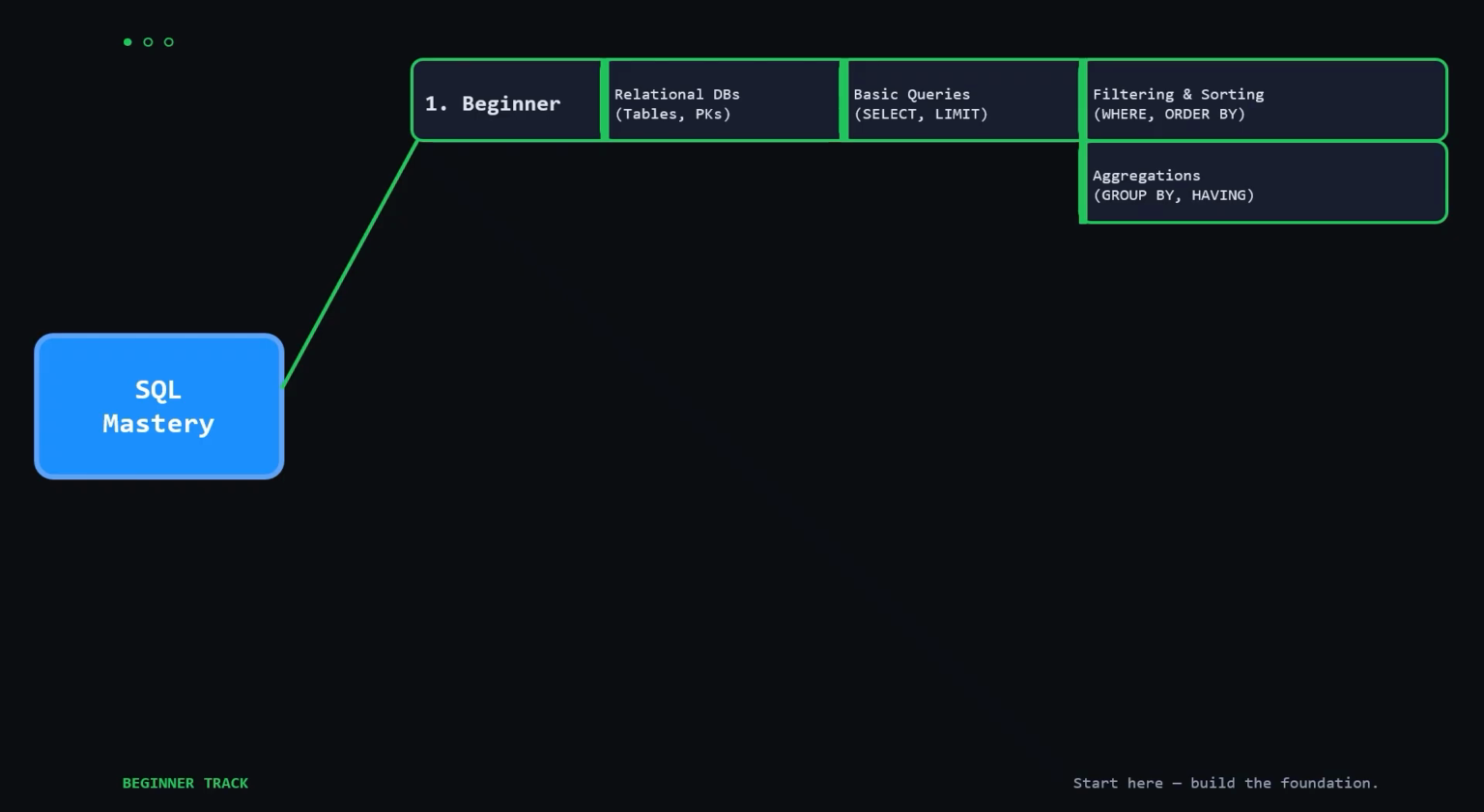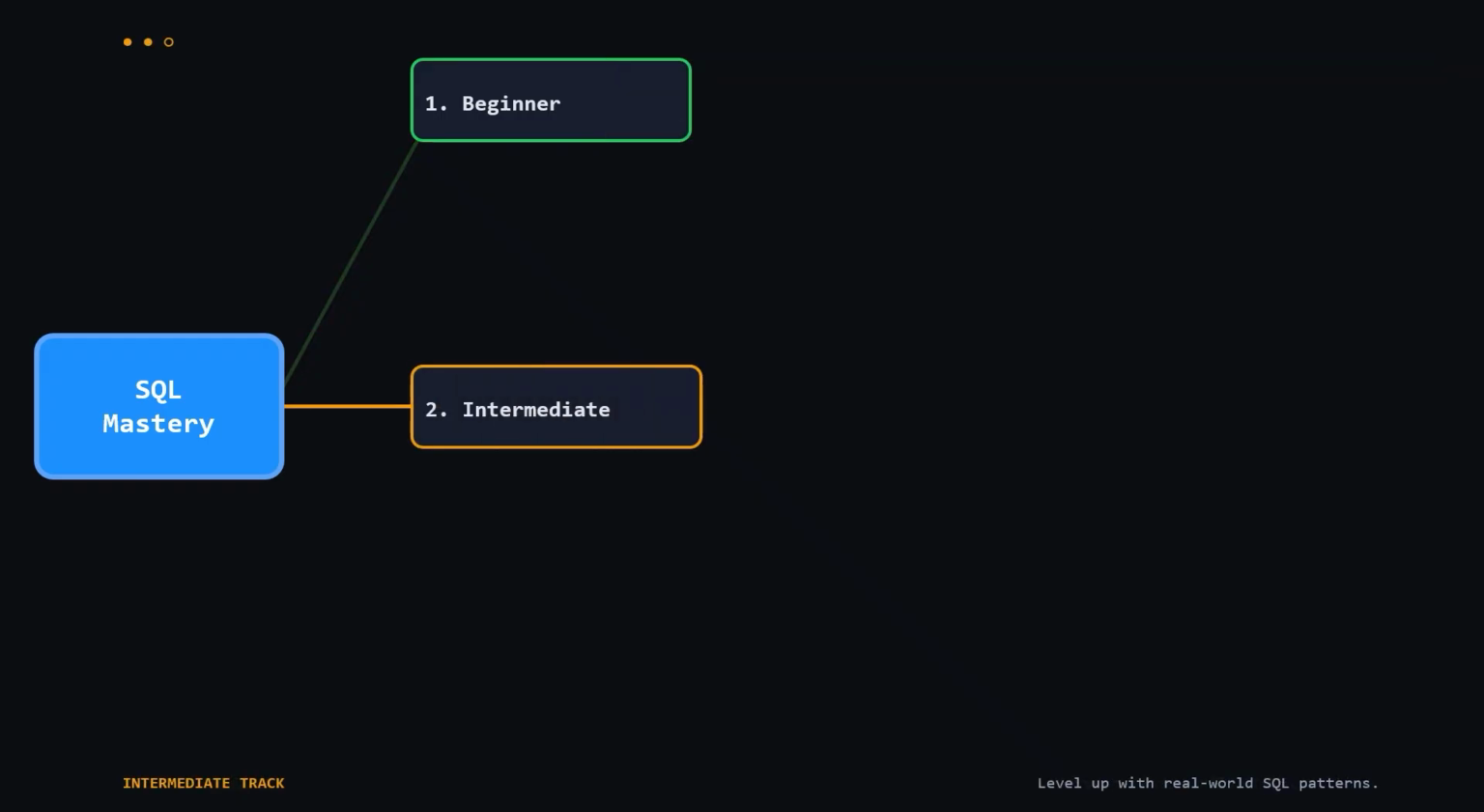And finally, at the beginner level, aggregation. Group by lets you collapse data into summaries: total sales per region, average score per student. Having works like a where clause, but for those grouped results. So you should learn the difference between these two. Once you've got aggregation down, you can answer real business questions with data. That's a beginner checklist, and you already have genuine SQL skills.